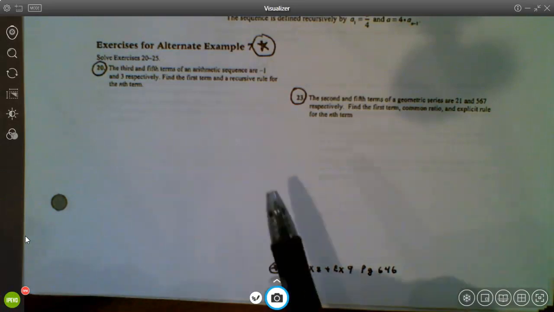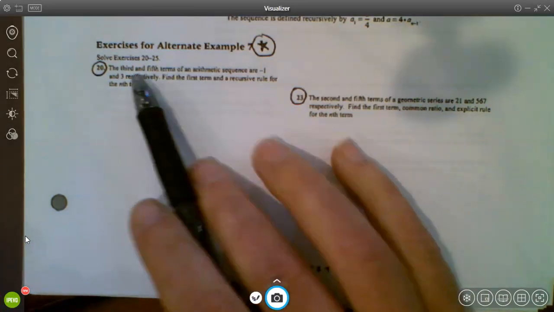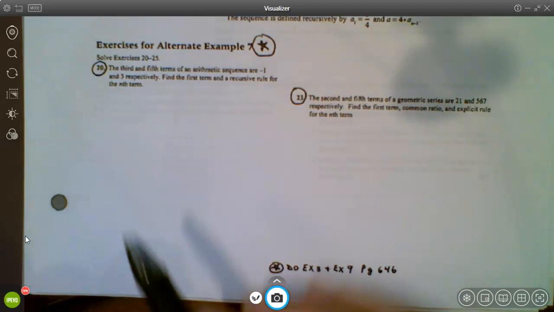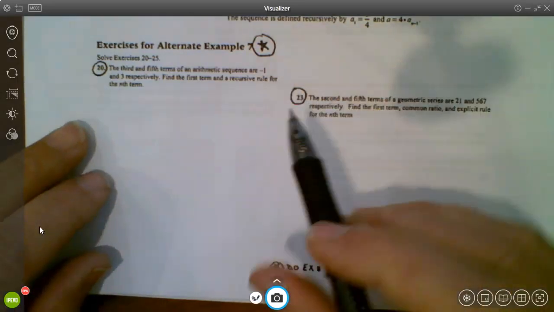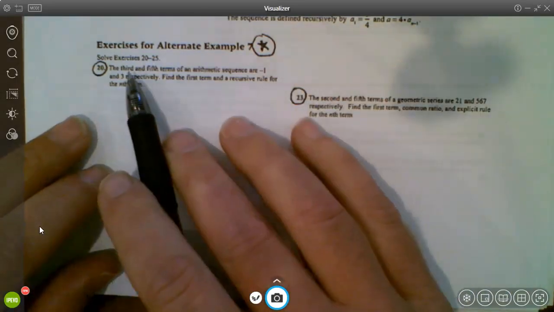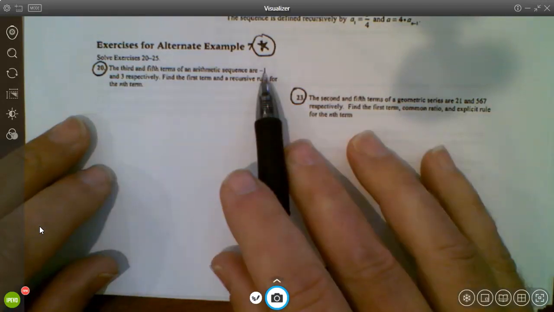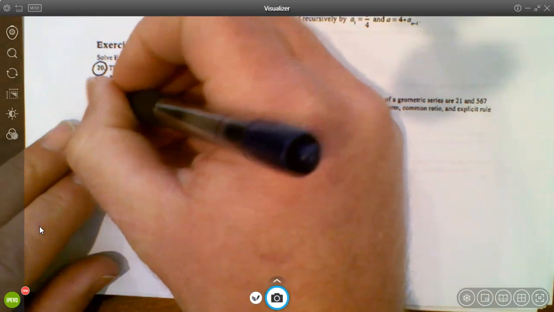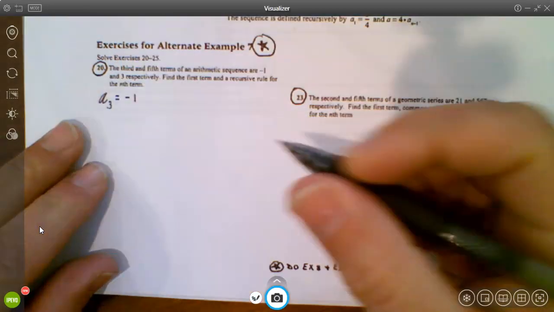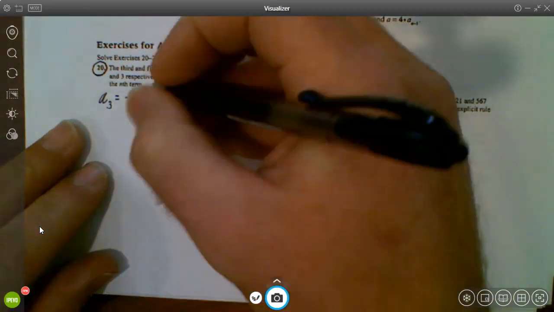So for this first one, we're looking at an arithmetic sequence. They're going to tell us what the third term and what the fifth term is. I'm going to take a slightly different approach than what they did up in their example right here, because I want to relate this to something we've already done in solving systems of equations. So I'm hoping this will make a little more sense by taking this approach. So my third term is -1, and they're telling me that my fifth term is 3.